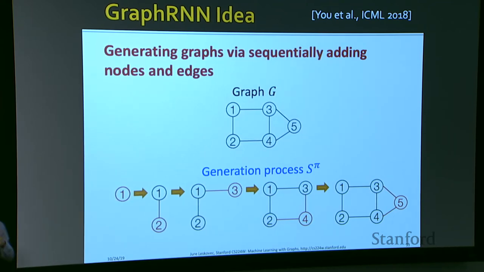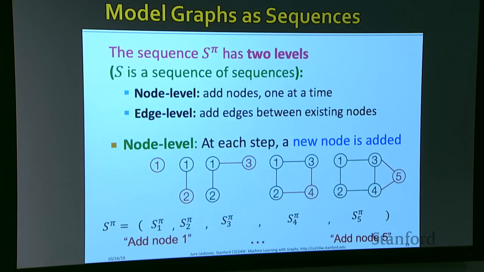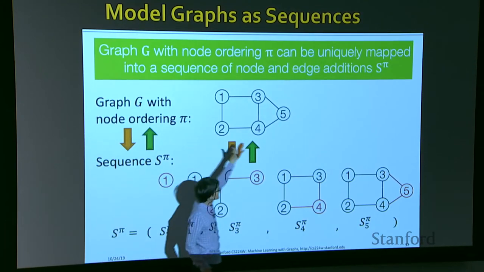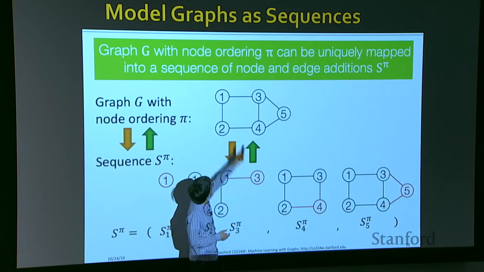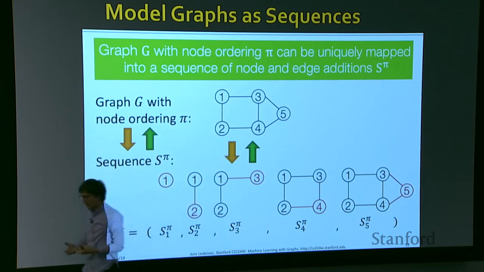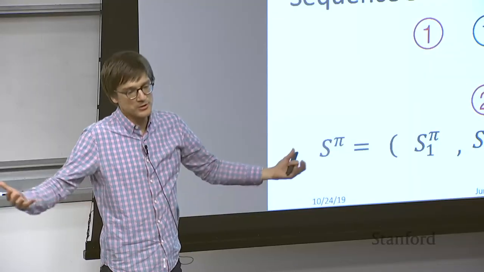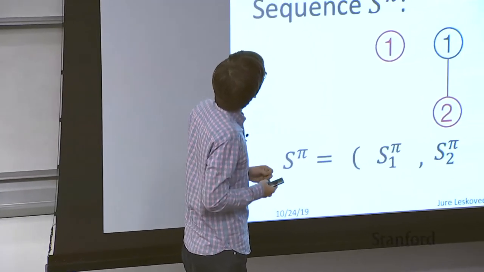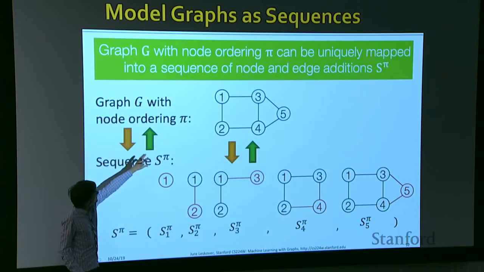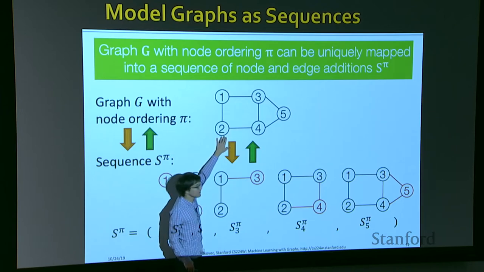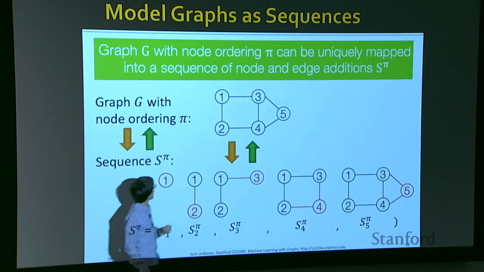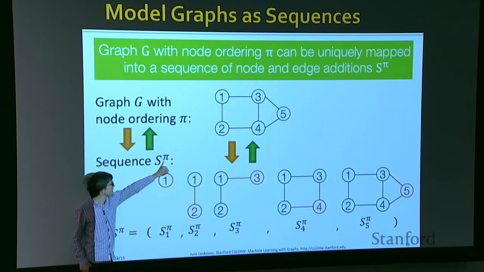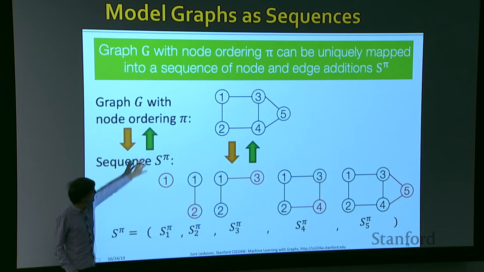So the first thing that is important is to realize that, as I said before, graphs can have arbitrary ordering. So I will use the symbol pi to say there is some random ordering. In order to generate a graph with a certain ordering or numbering of the nodes pi, this is uniquely defined by this sequence S. It's indexed by pi because pi determines the numbering of the nodes.